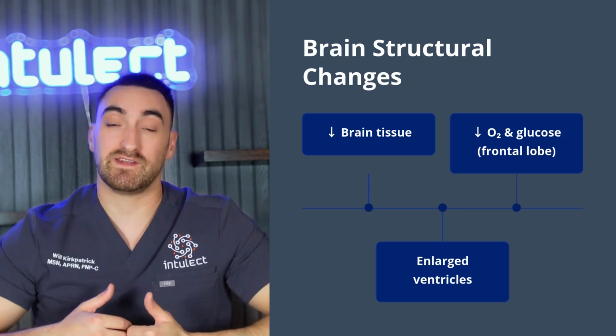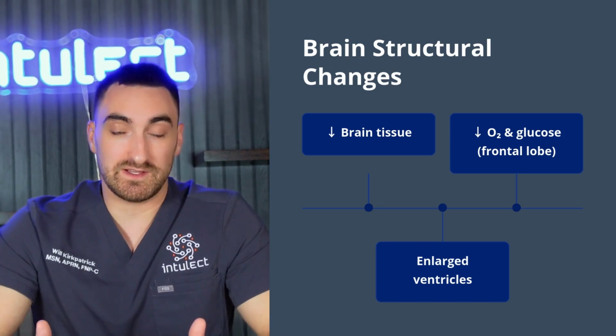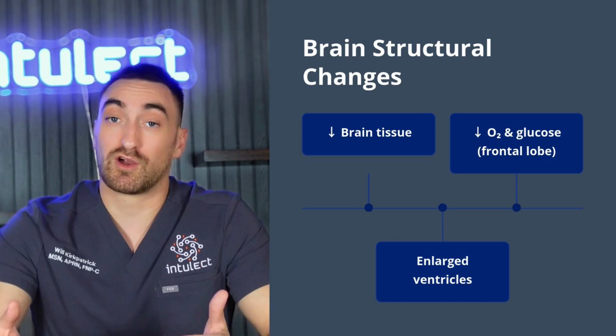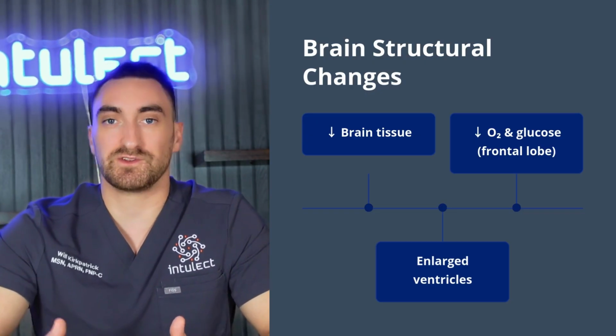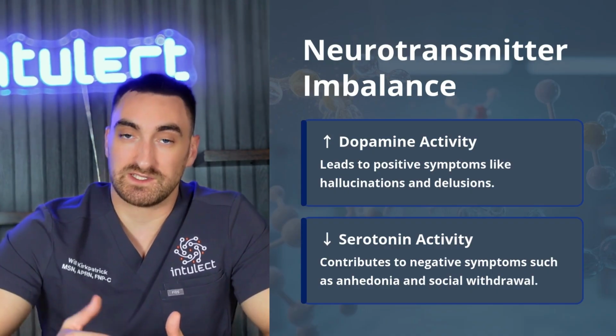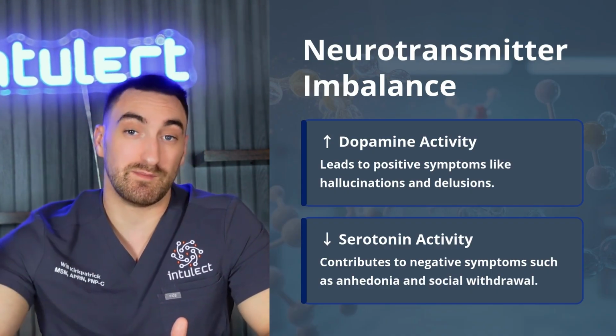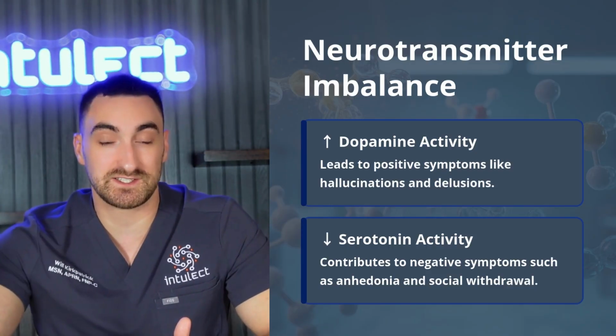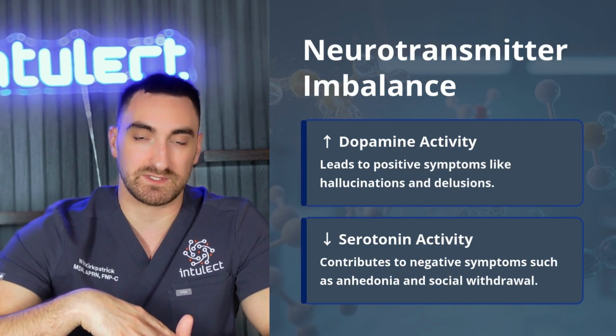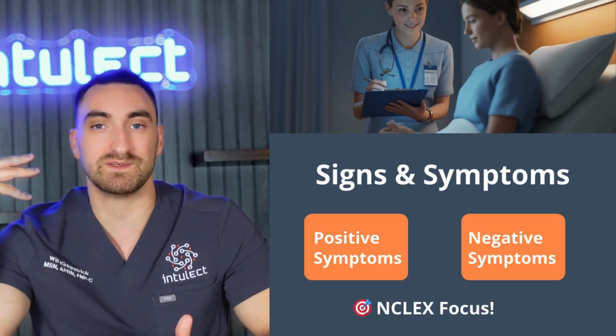And these patients might even have structural changes to their brain. They might have less brain tissue, enlarged ventricles, and decreased levels of oxygen and glucose in the frontal lobe. But related to the neurotransmitters, these patients are more likely to have an excessive amount of dopamine and a low serotonin, creating those positive signs and symptoms and the negative signs and symptoms. Since we have already referred to them a few times, let's get right into them.